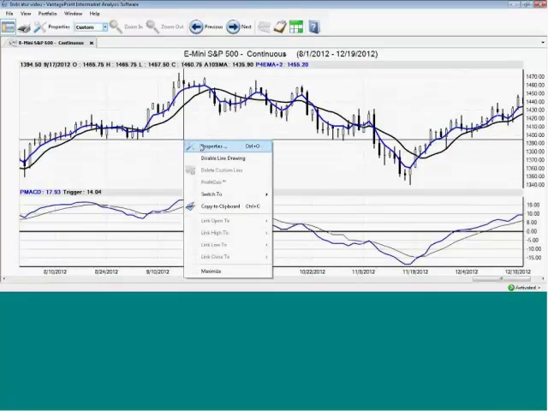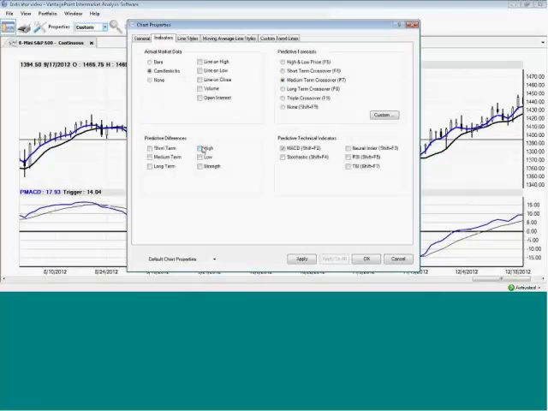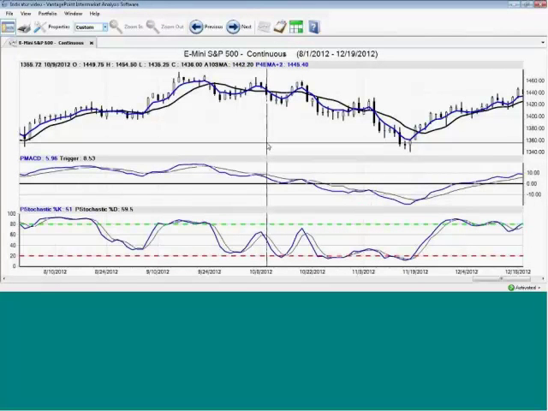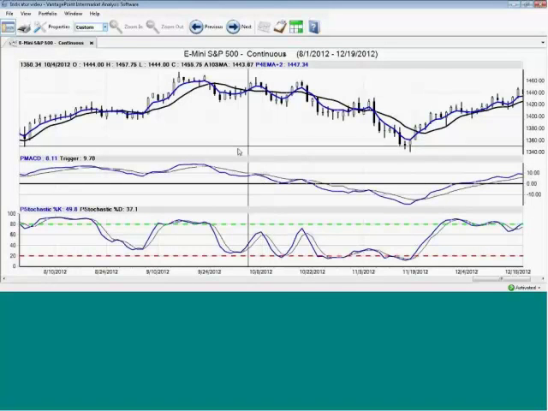Now that's a trend following type indicator. We're going to add another one, which is more of a range trading indicator. That's called stochastics, and that is on the bottom panel there. You can see that the stochastics looks a little different. It bounces back and forth between a threshold. If it goes above 80, that indicates overbought. Below 20 indicates oversold.